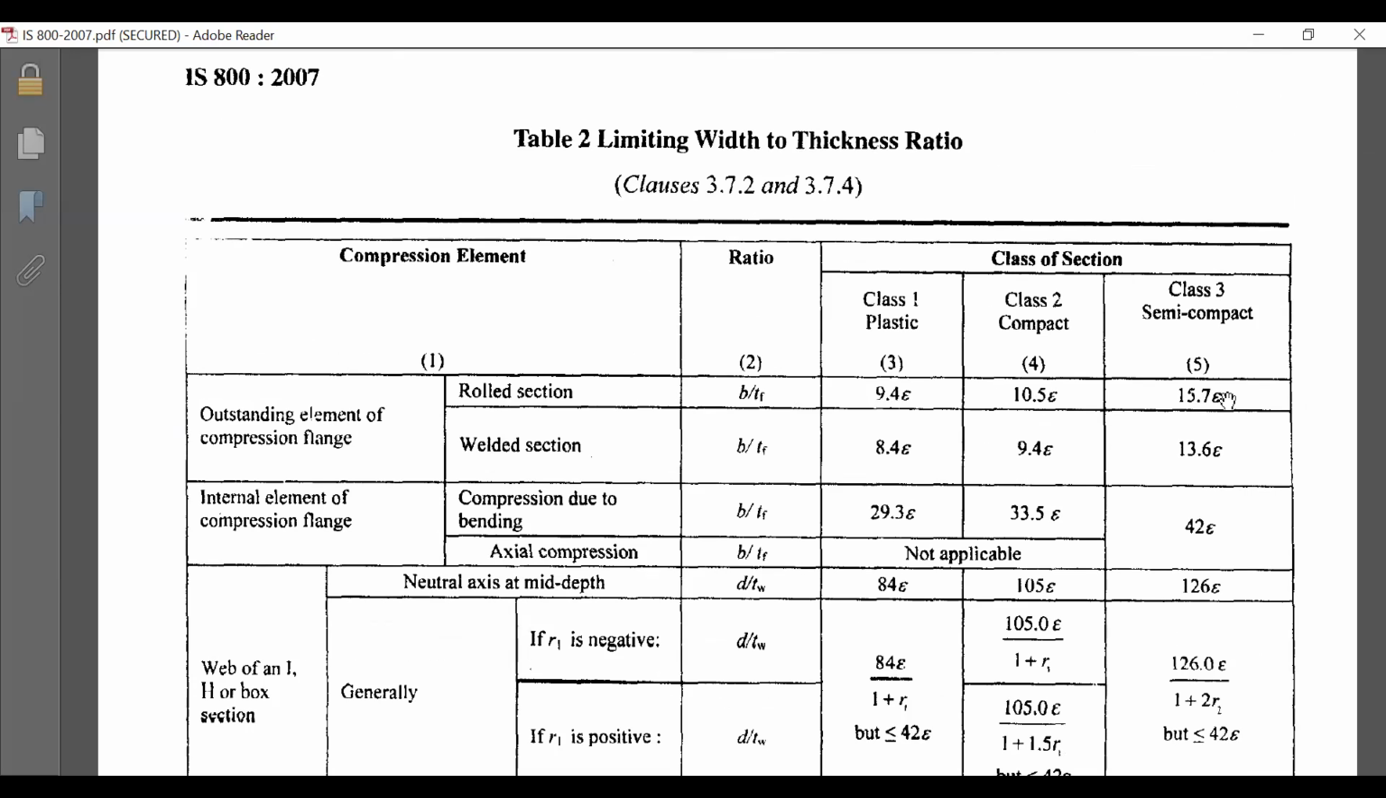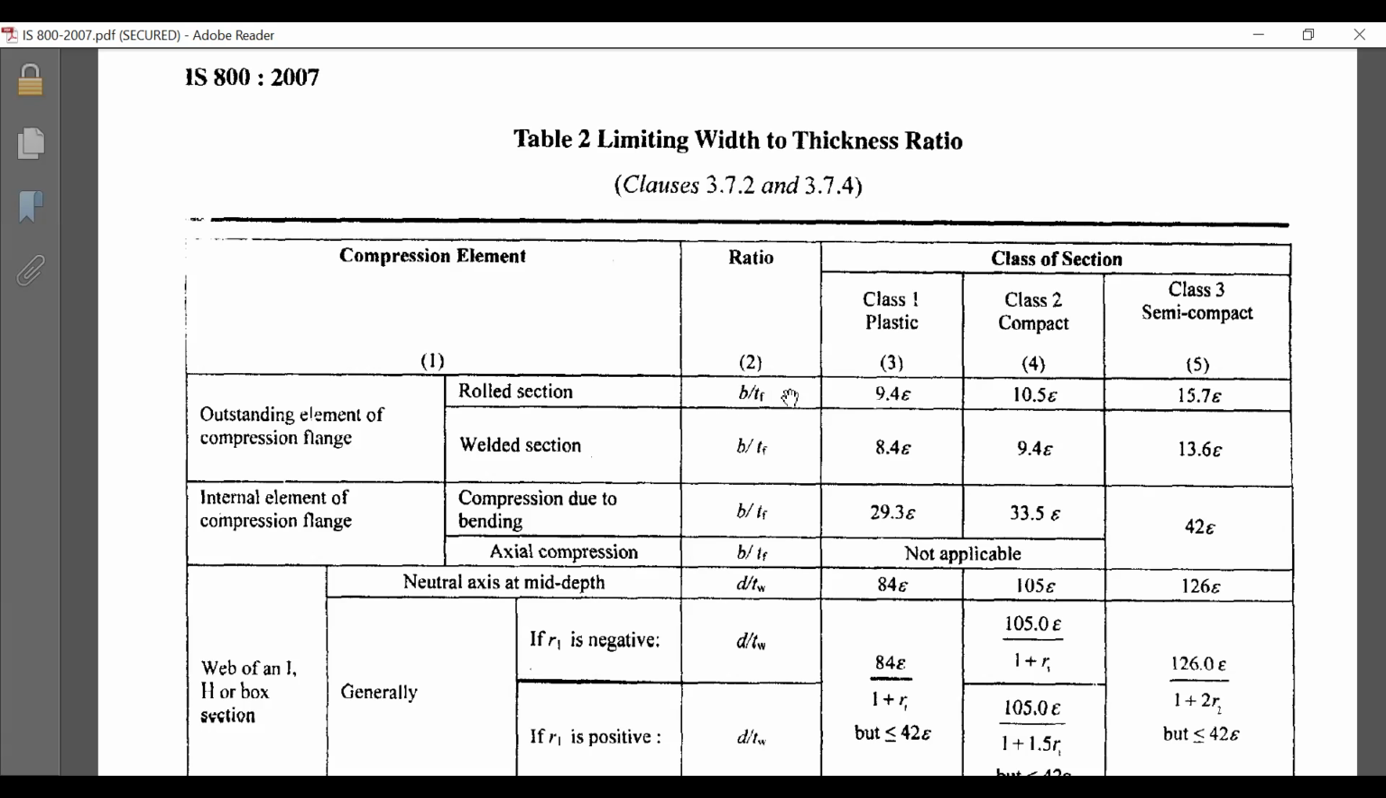Now, what is our b by tf value? It is 10.77. So 10.77 is less than 15.7 and greater than 10.5. So it belongs to class 3, right? As far as b by tf is concerned, it belongs to class 3, that is semi-compact, right? I hope it is clear.